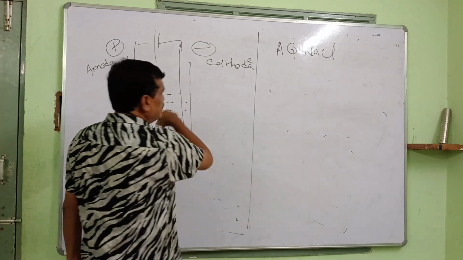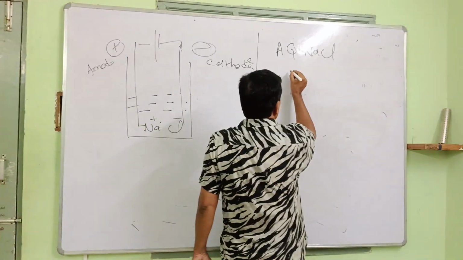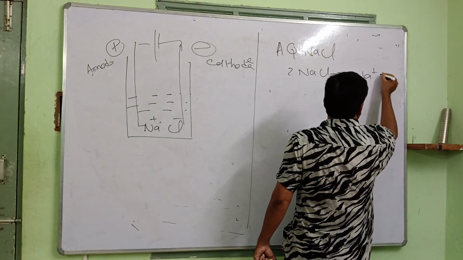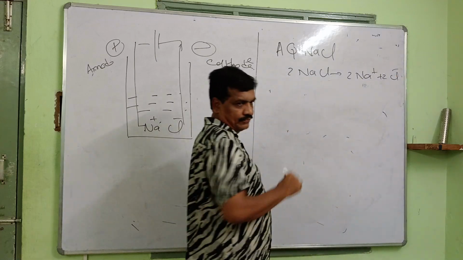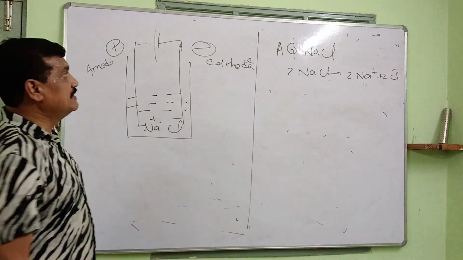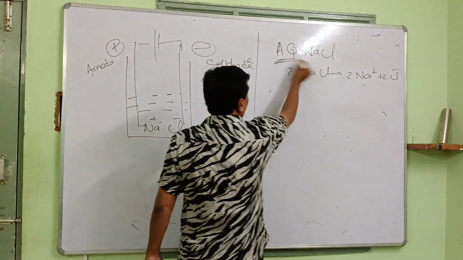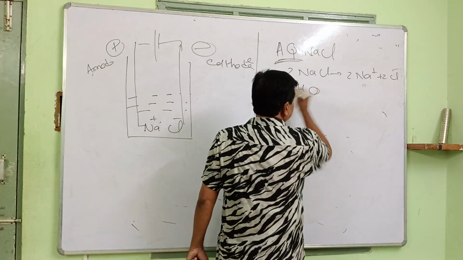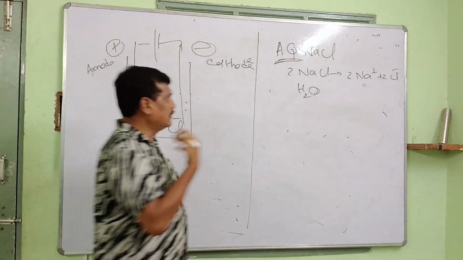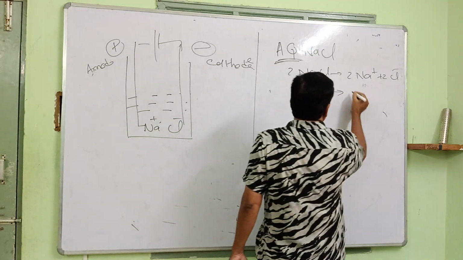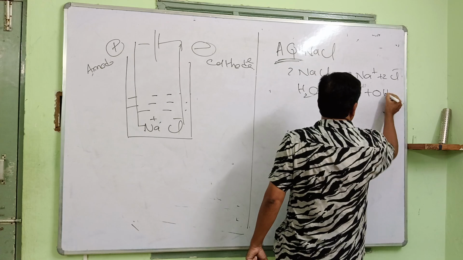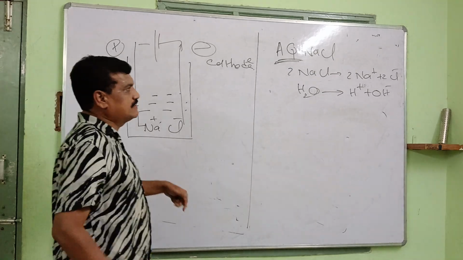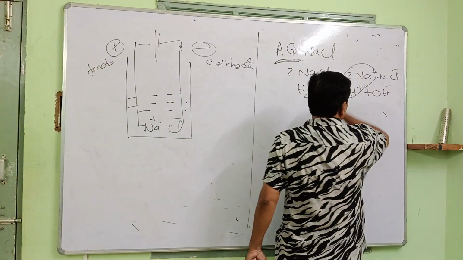In this case, during electrolysis, first of all 2 NaCl gives rise to 2 Na plus and 2 Cl minus, same as fused NaCl. But in this case it is aqueous, which is very important. Aqueous means water is there along with NaCl. You know that water is an electrolyte, and on passing electric current it splits into two ions, H plus and OH minus. So in this case there are two cations.